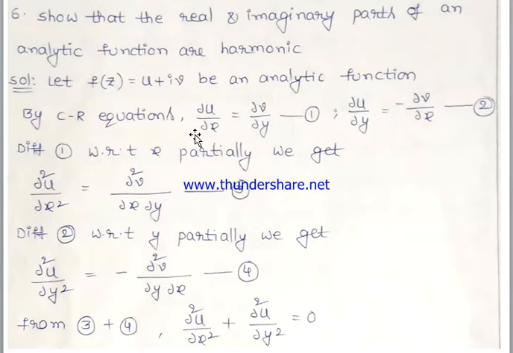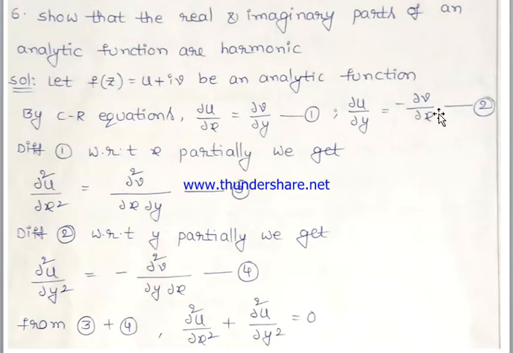By the CR equations, dou u by dou x is equal to dou v by dou y, that is equation number 1, and dou u by dou y equal to minus dou v by dou x. First we write f of z and take the CR equations. After that we proceed with the CR equations.